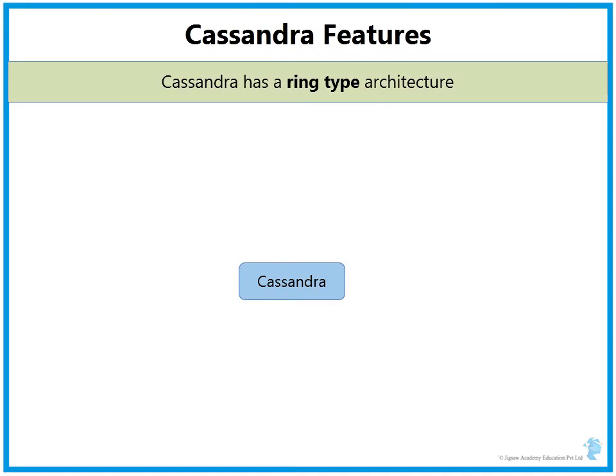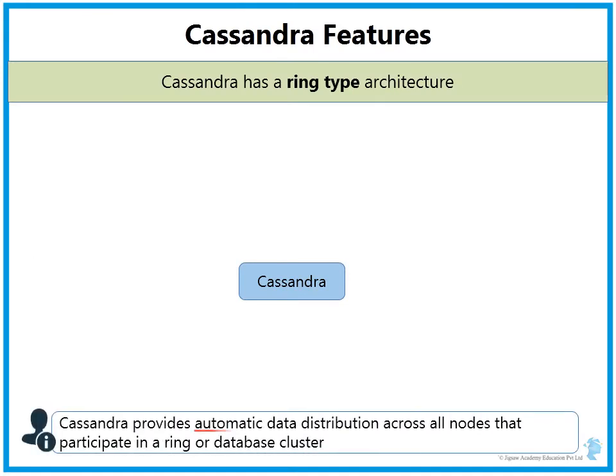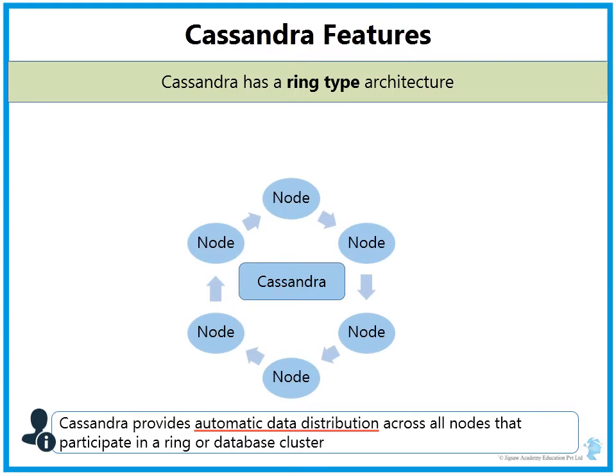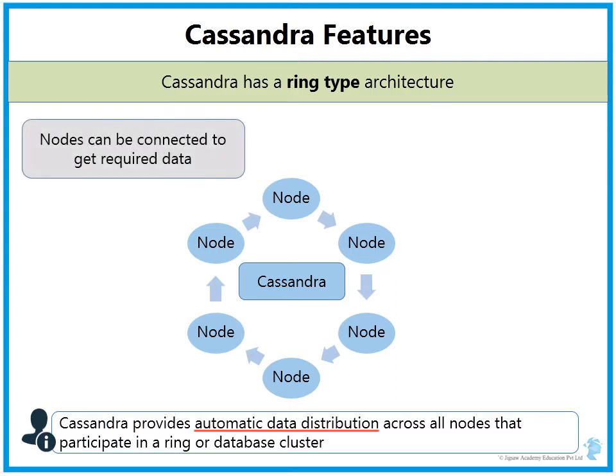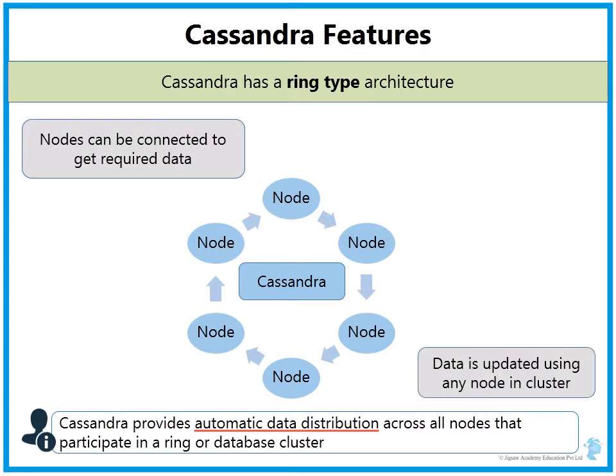Cassandra has a ring-type architecture. Cassandra provides an automatic data distribution across all nodes that participate in a ring or database cluster. Here, the nodes are organized such that every node is connected to every other node. All the nodes are equal. One can connect to any node and get the required data. One can also update data using any node in the cluster.